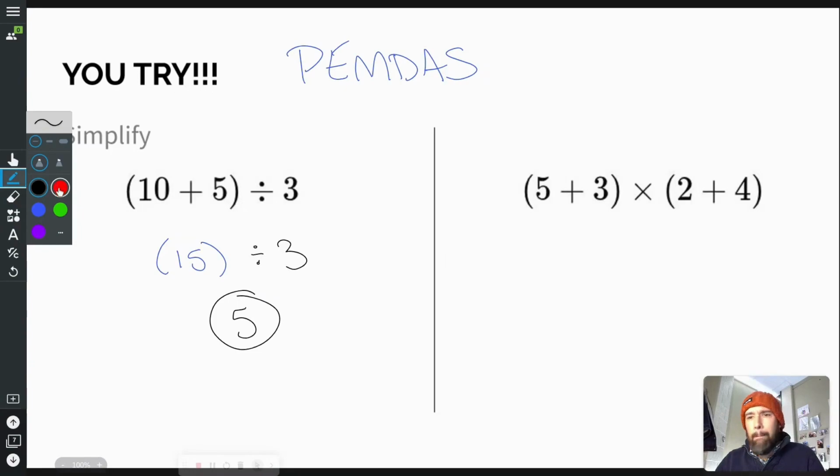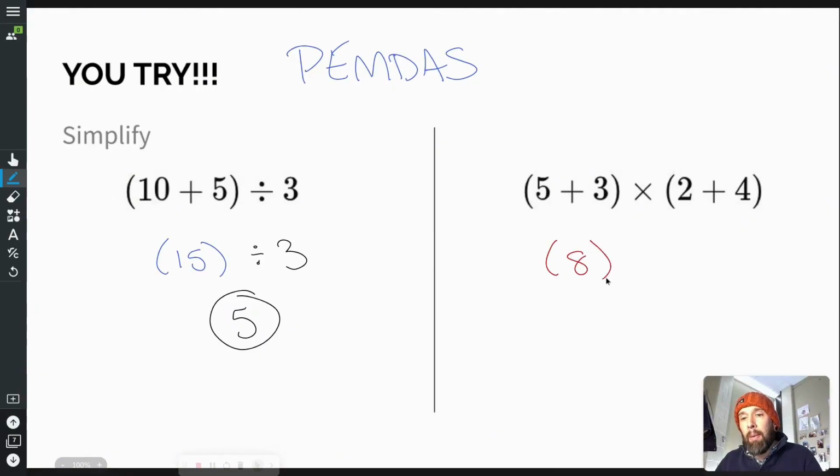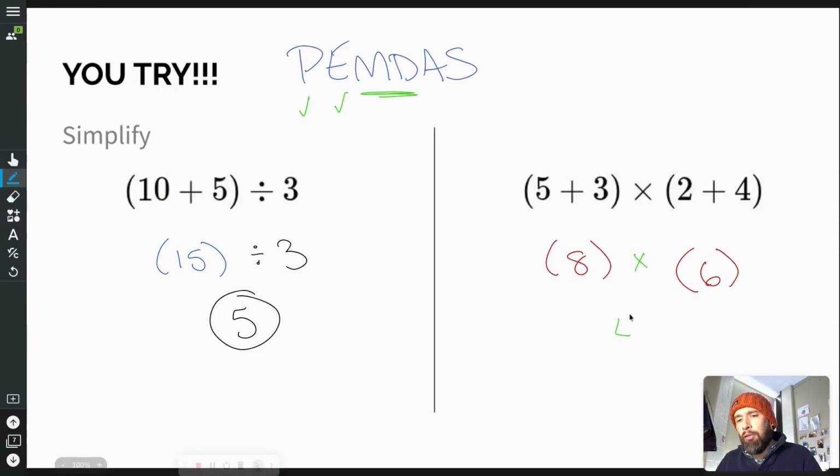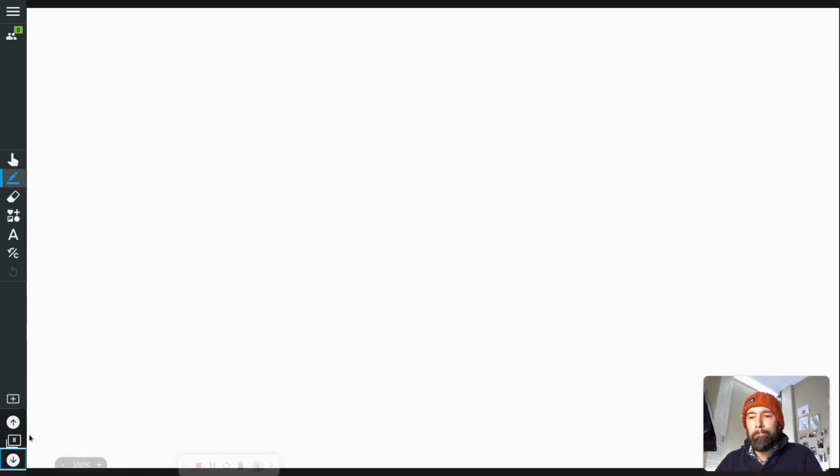Now you, 2 parentheses. So 5 plus 3 inside that parentheses is 8. 2 plus 4 inside that parentheses is 6. Drop down the multiplication symbol. Parentheses are done. Exponents? Nope. Multiply, divide? Yep. So 8 times 6 is 48. Nothing to do after that. I'm done.